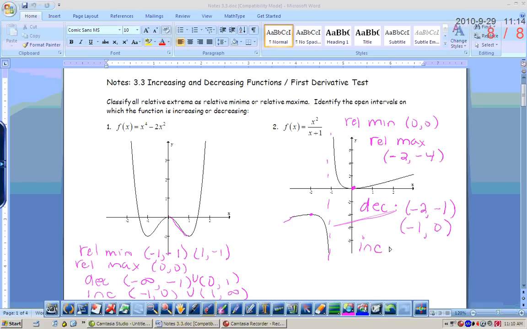And then I'm increasing from negative infinity to negative 1 and 0 to infinity. So from negative infinity until negative 1, I'm increasing. Oh, is it negative? Sorry. Yes, negative infinity to negative 2 and 0 to infinity. Okay, sorry about that.